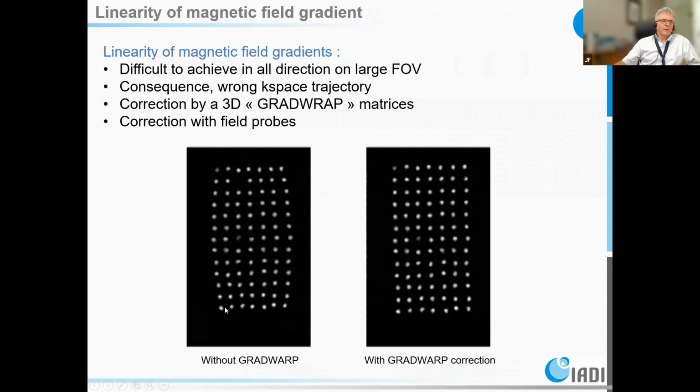And you do a first image here. As you see, this is not linear at all. This is because the gradient of magnetic field is not linear. What does it mean? Does it mean that the trajectory in the K space is wrong?